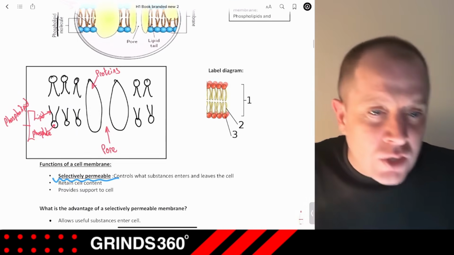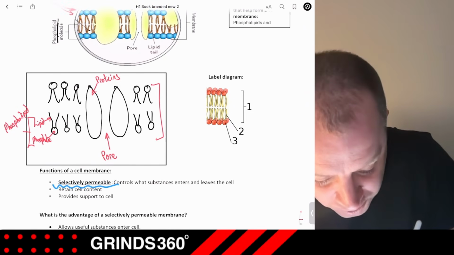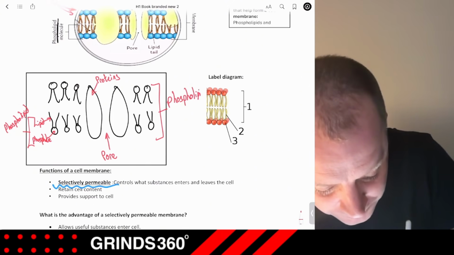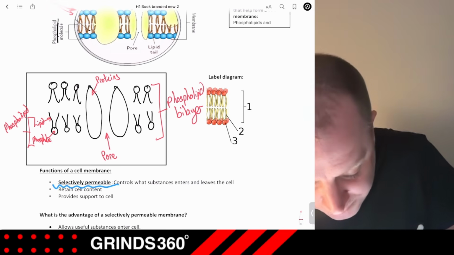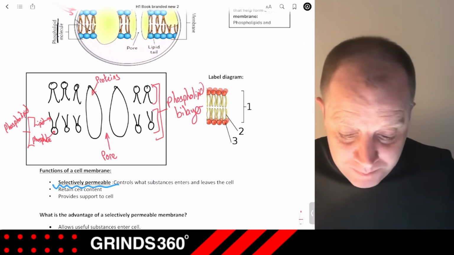Now, let's have a look. So, well done. You got a phospholipid bilayer. That's a phospholipid bilayer because there's two layers. So there's one layer there and there's the other layer. So a phospholipid bilayer.